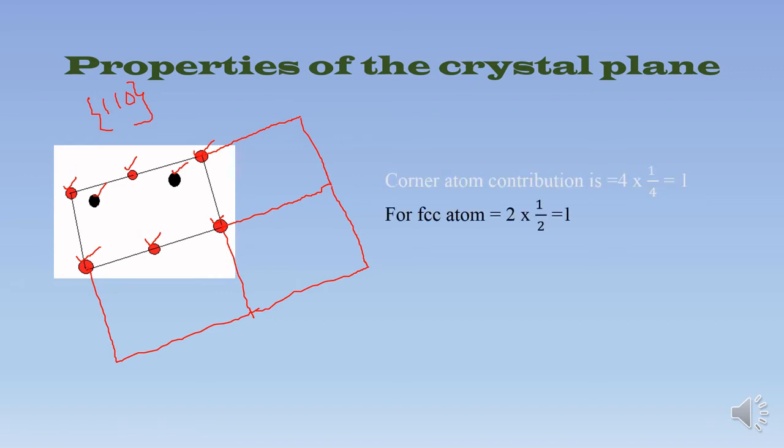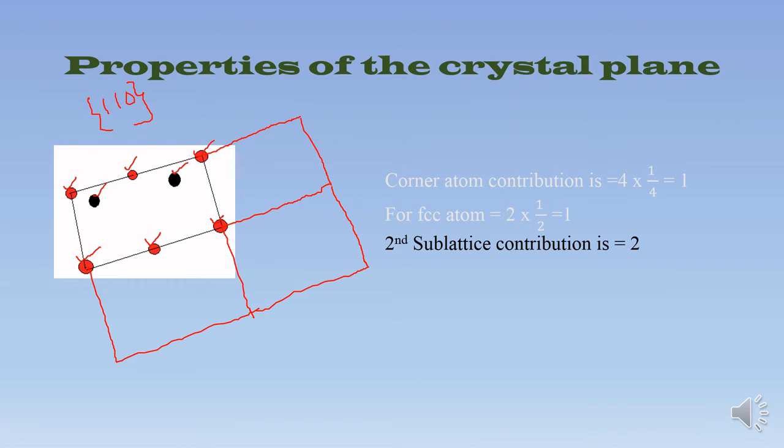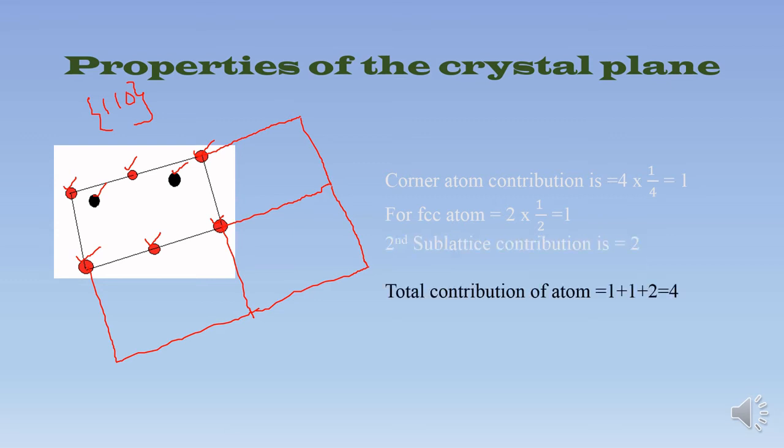Next, the face-centered atom is shared by two planes. So, the contribution of the face-centered atom is 2 into half, that is equal to 1. We can consider in the 110 plane two atoms from the second sublattice, that is these two black atoms. So, these two atoms are also countable, right? So, the total atomic contribution to the 110 plane is 1 plus 1 plus 2, that is equal to 4.